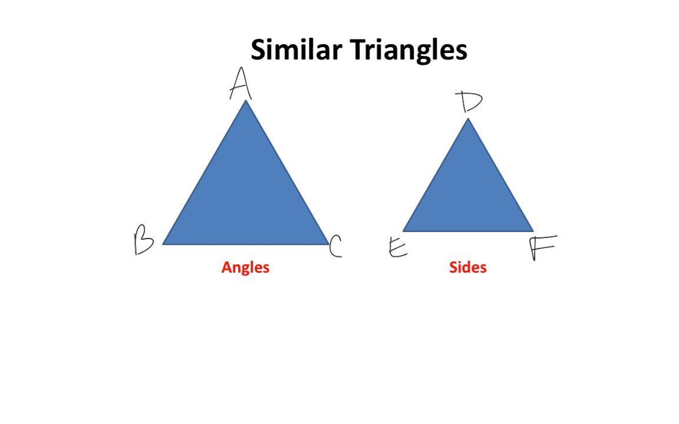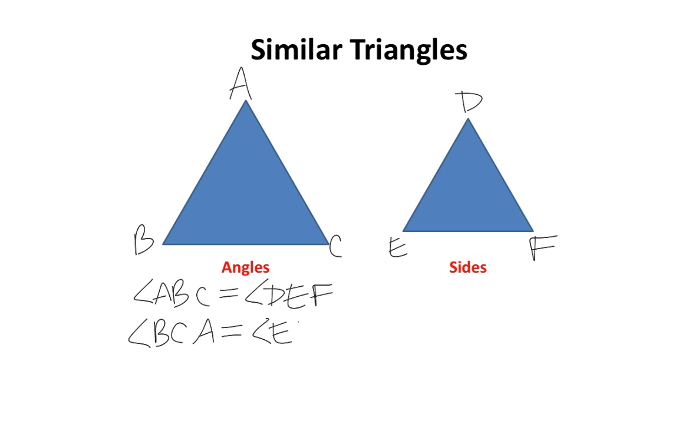Let's represent this mathematically. So I can say angle ABC is equal to angle DEF. And I could say angle BCA is equal to angle EFD. And I can say angle CAB is equal to angle FDE.